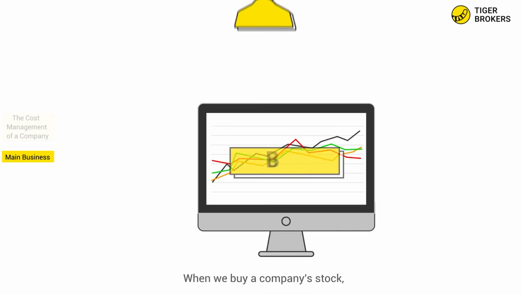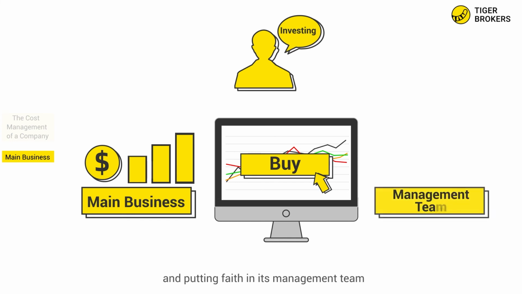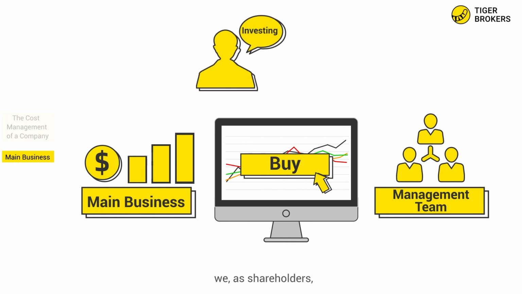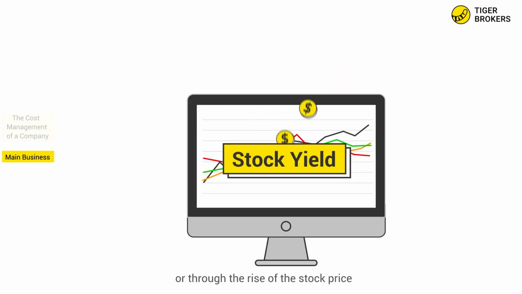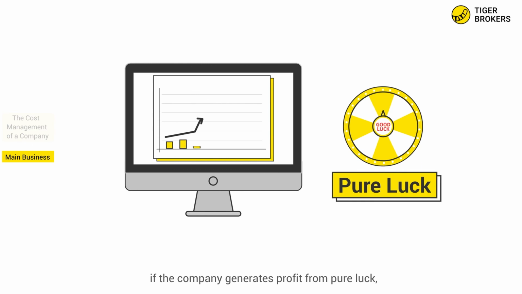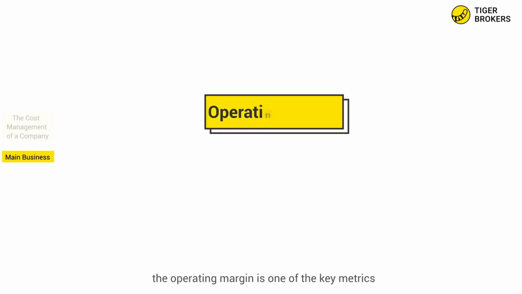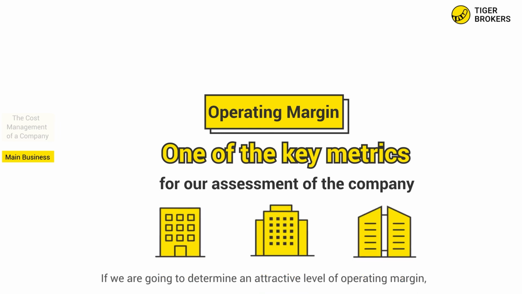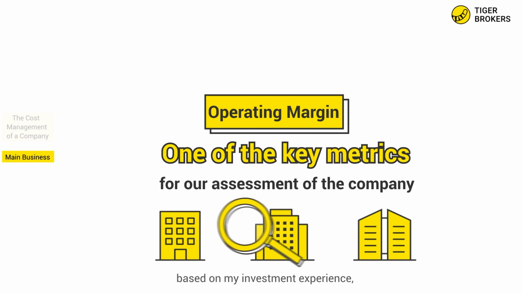When we buy a company's stock, we're investing in this company. We're optimistic about its main business and putting faith in its management team. If the company does a good job in its main business and generates higher profit, we as shareholders will benefit by receiving dividends or through the rise of the stock price. However, if the company generates profit from pure luck, it is difficult to maintain sustainable profit. Therefore, the operating margin is one of the key metrics for our assessment of the company. If we're going to determine an attractive level of operating margin, based on my investment experience, that level should be above 10%.